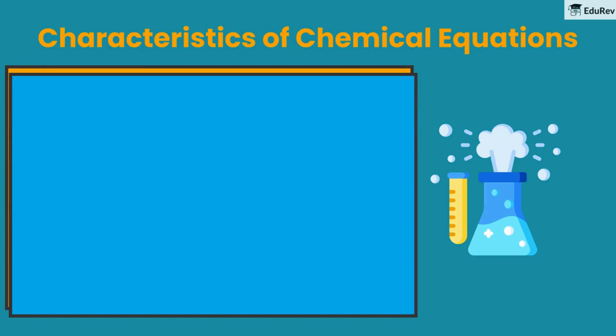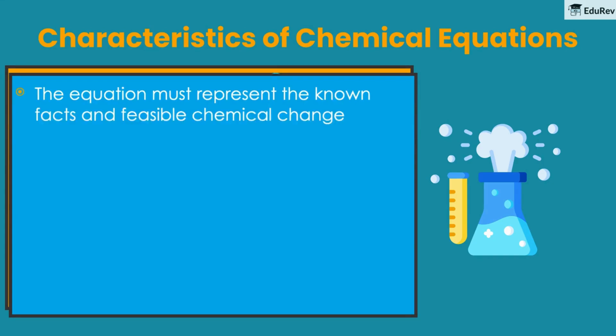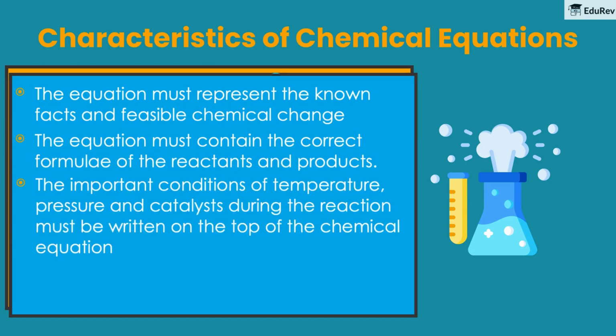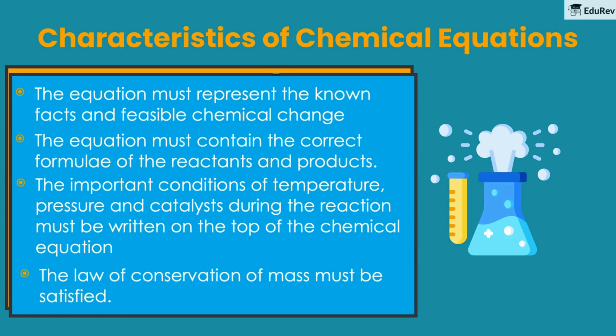What are the characteristics of chemical equations? The equation must represent the known facts and feasible chemical change. The equation must contain the correct formulae of the reactants and products. The important conditions of temperature, pressure, and catalysts during the reaction must be written on the top of the chemical equation. The law of conservation of mass must be satisfied.